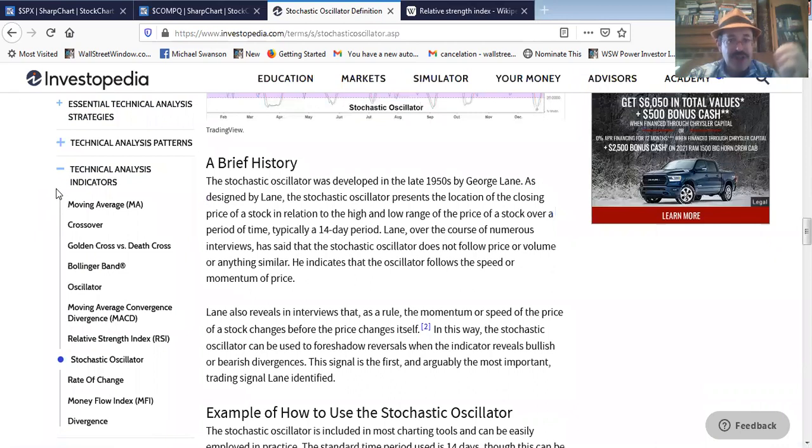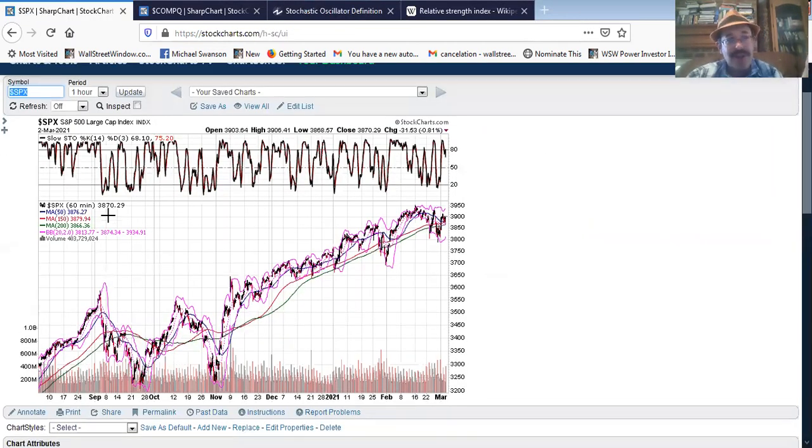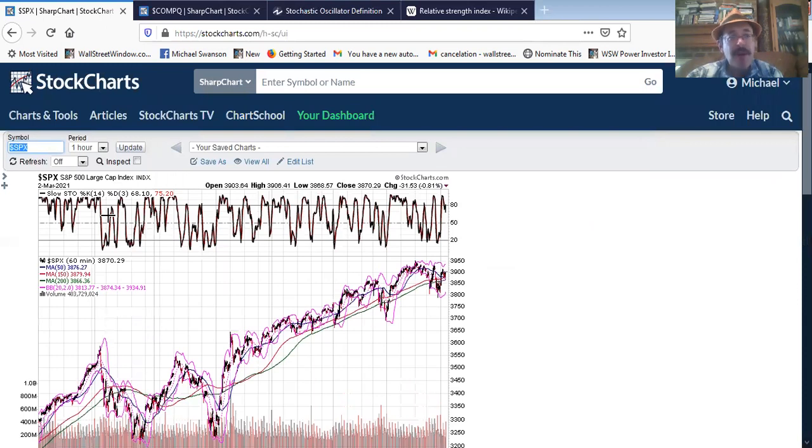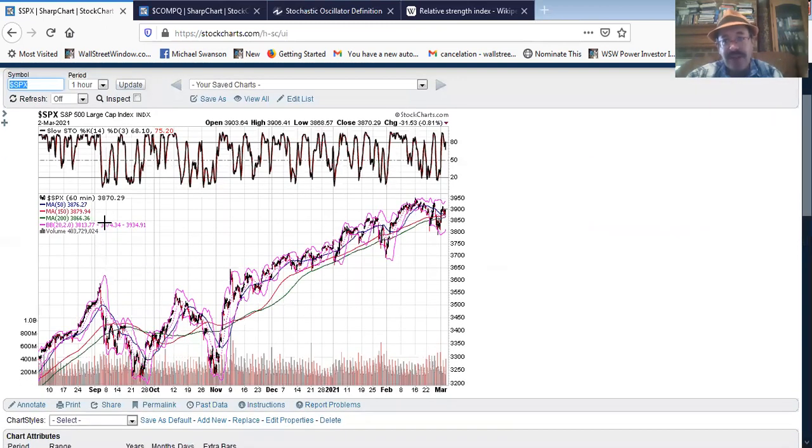But I'm just here to try to introduce this to you and to point out that it's not available on Robinhood. So if you want to use it, you've got to use something like stockcharts.com, which has a free level service and a pay level service.